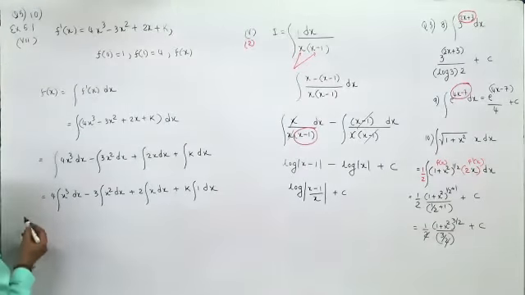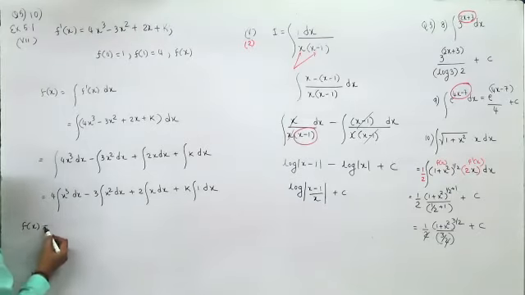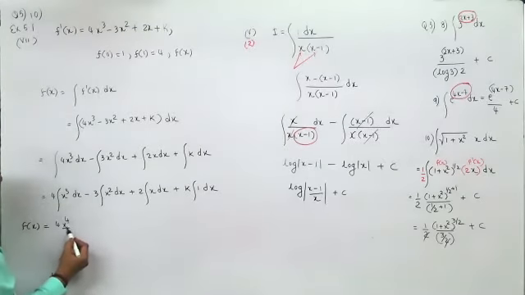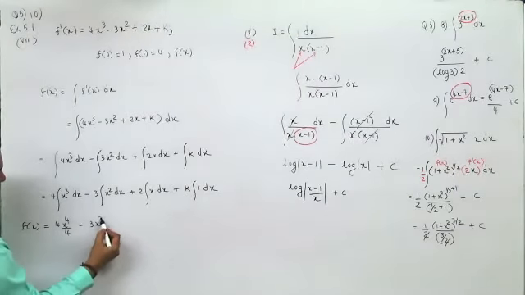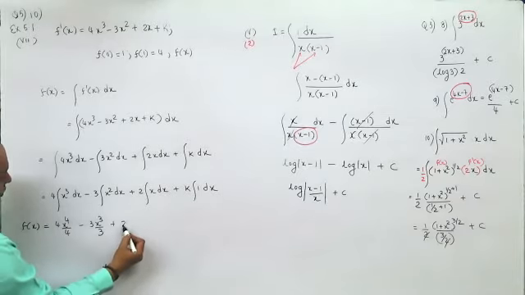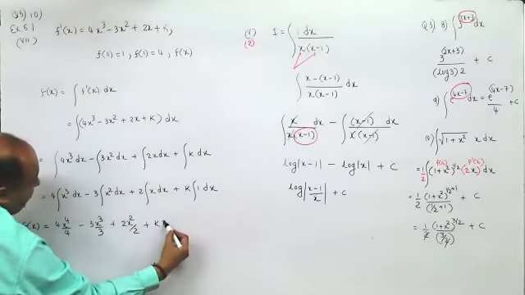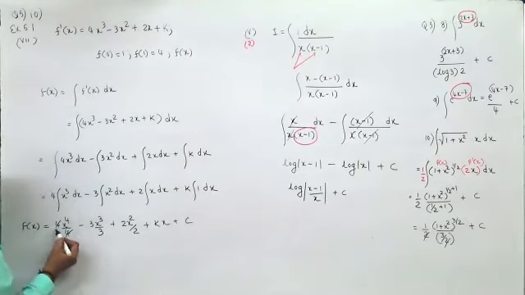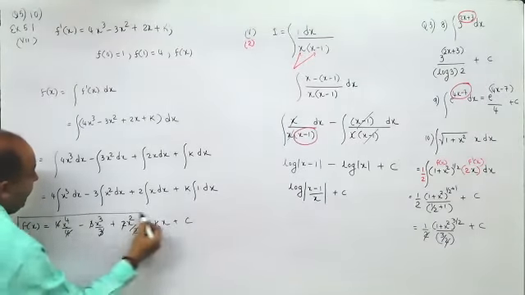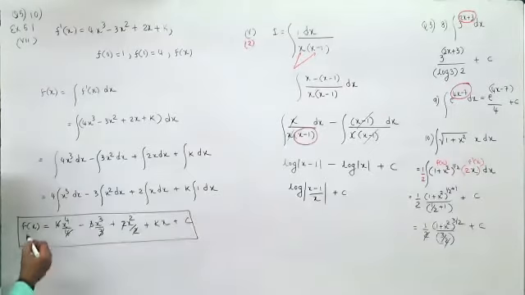Now, my f of x, therefore, would be 4 into x raised to 4 by 4. This would be x raised to 3 by 3. This would be 2x square by 2. This would be k into integration of 1 is x, and this would be c. This and this gets cancelled. This and this gets cancelled. This is f of x.